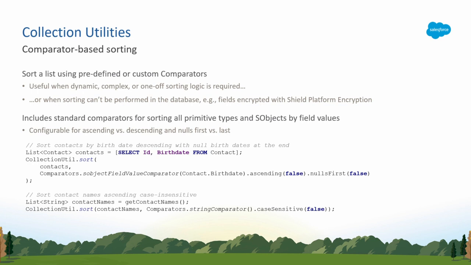So you can see here, we're taking a set, we queried contacts, and we want to go and sort those contacts by their birth date descending with nulls at the end.